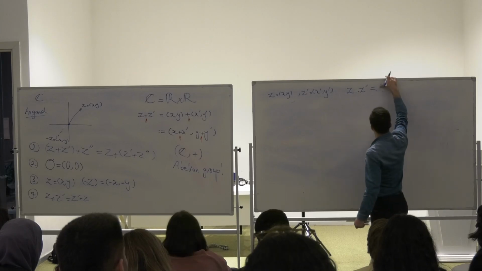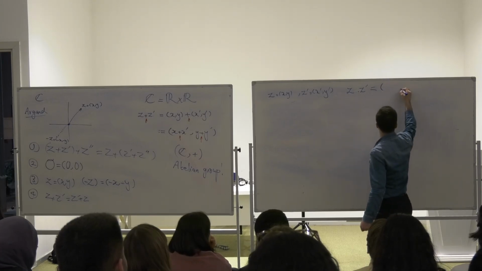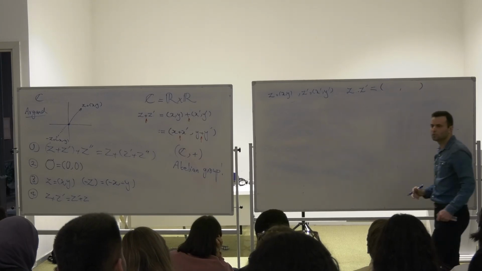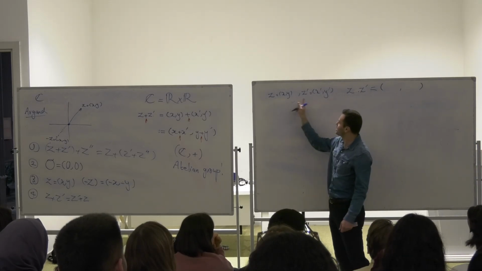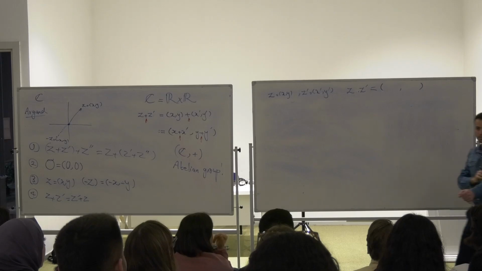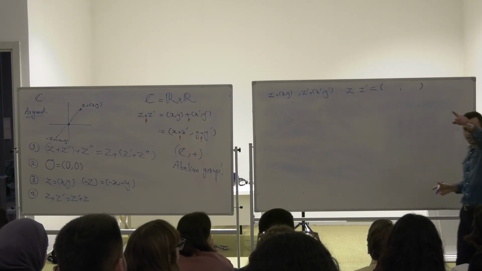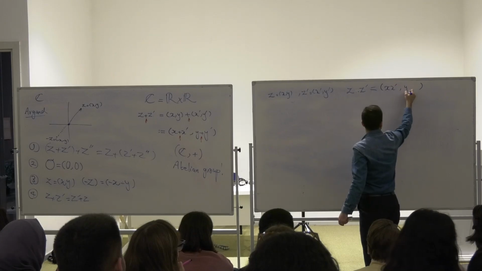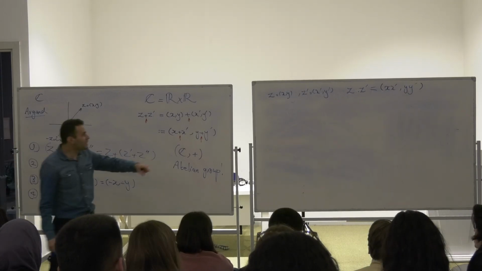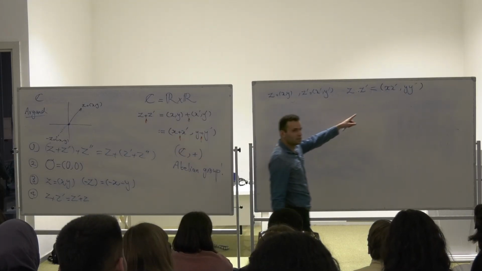How can I define this complex number multiplication? What should I write here? If my z and z prime are given by this, x prime, y prime, okay. Is this really a good multiplication or not?